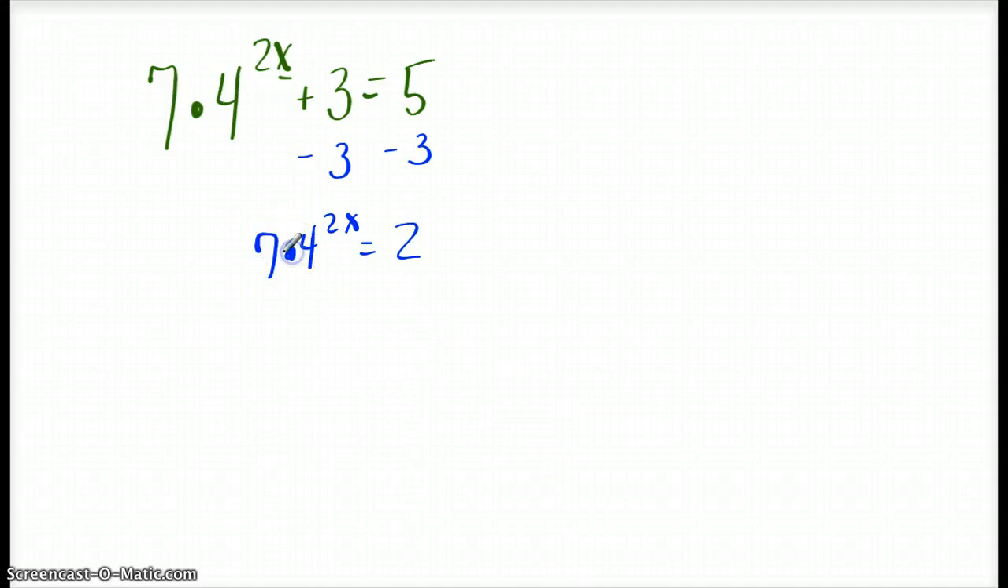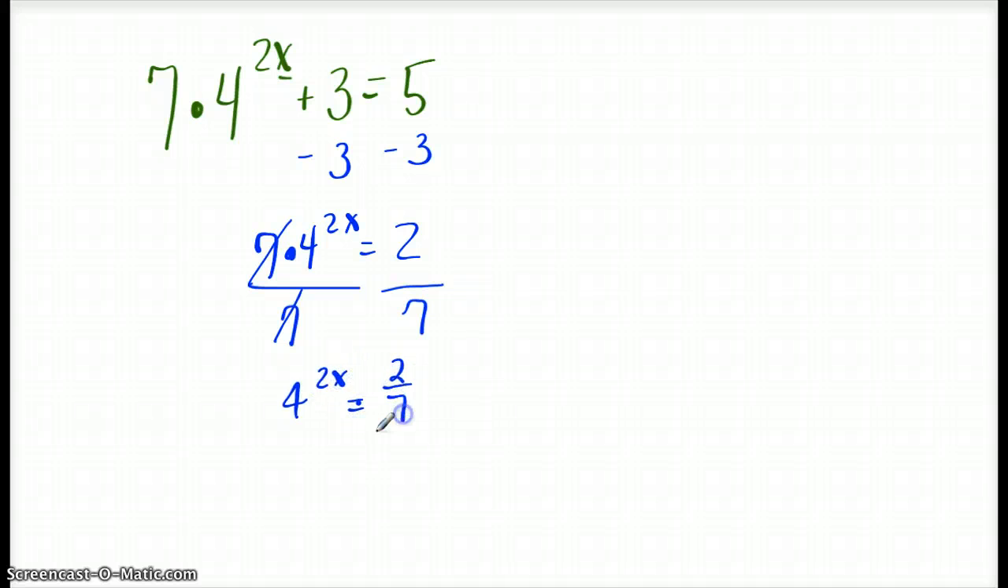Then you have to get rid of the 7 because it's attached to this piece, but I can't get to the 2x until I deal with the 4, and I can't get to the 4 until I deal with the 7. So I'm going to go ahead and divide the 7 off because it's 7 times this piece. So these 7's would cross out, and I would have 4 raised to the 2x equals 2 sevenths. Now I'm almost to where the first couple examples came from. This 4 is completely by itself.